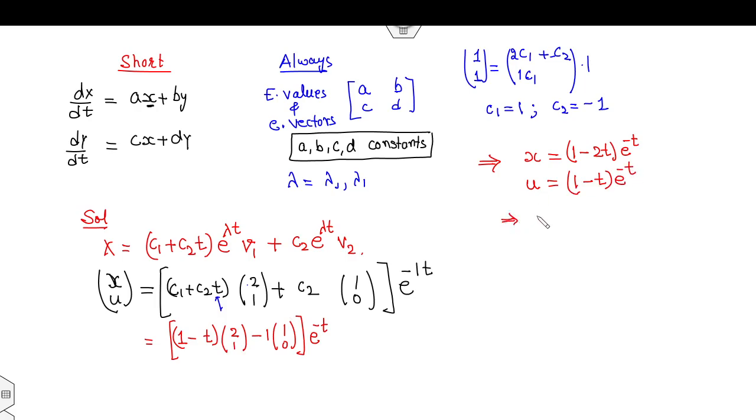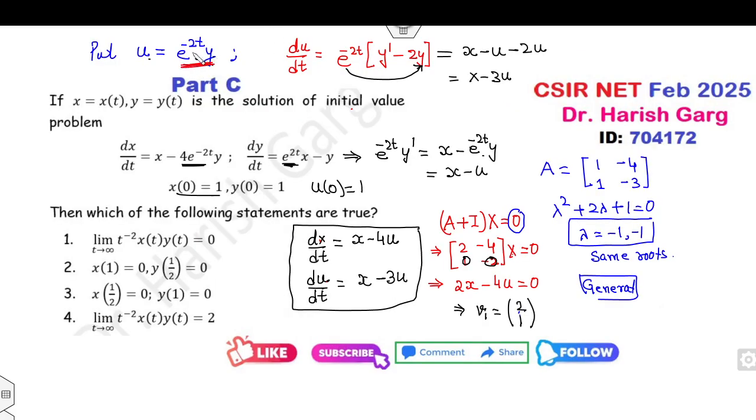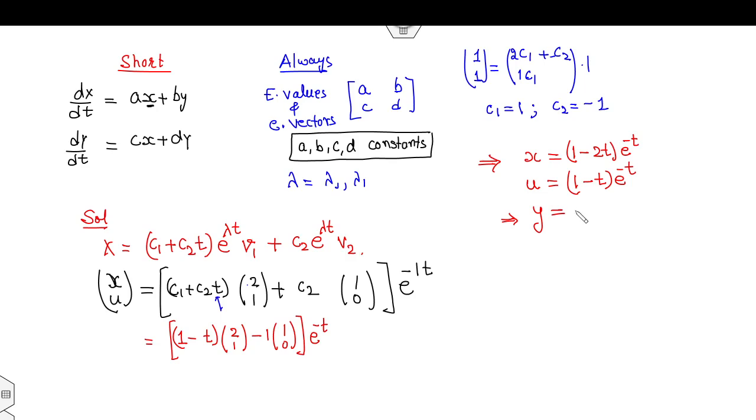Once you know the u, can you find the value of the y? By substituting in here, y will be e raised to power 2t into 1 minus e raised to power plus t. Is it okay? Now you can check the options.